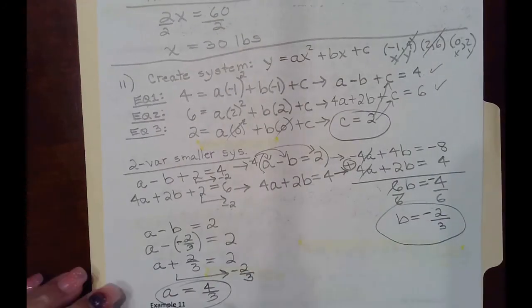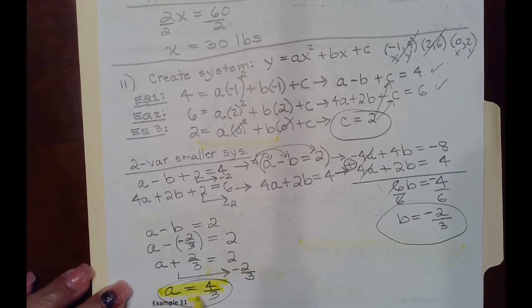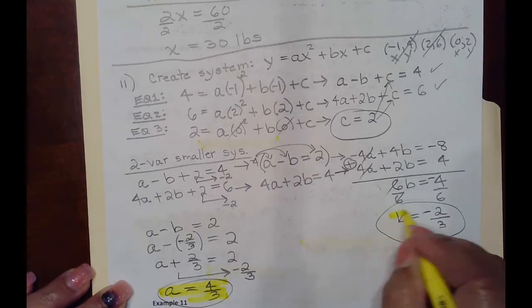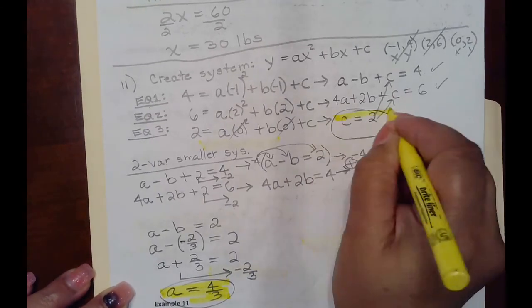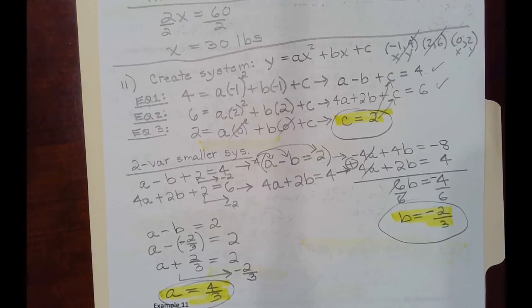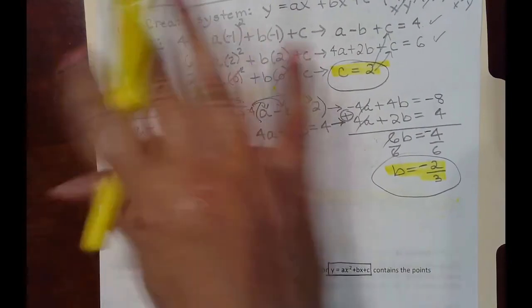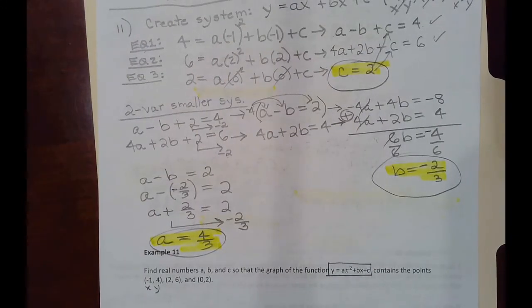Okay, so we have all 3 values. We have our A value, we have our B value, and we have our C value. And all of this work was for problem number 11 below. I just had the space to do it up here. Okay, that concludes section 11.1, substitution and elimination to solve 2 variable systems and 3 variable systems.